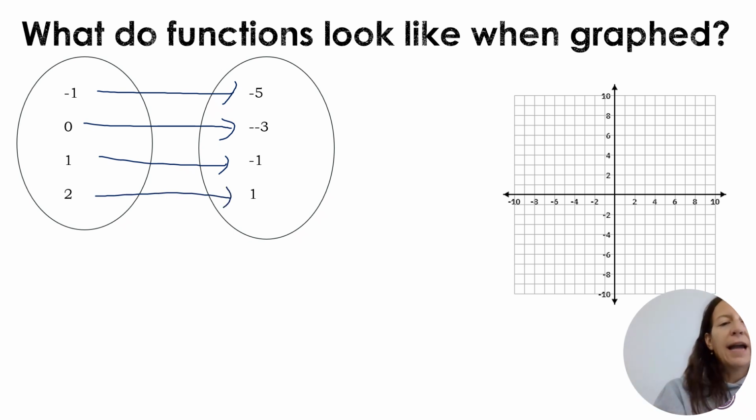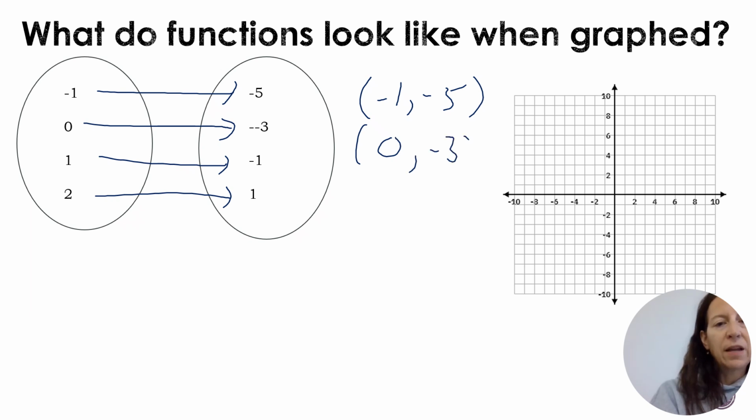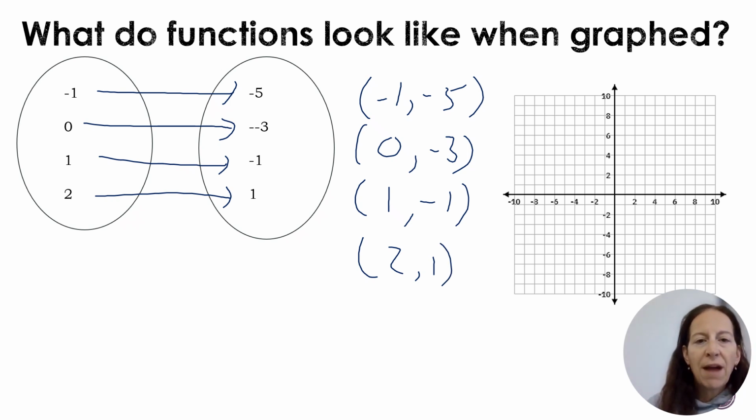Okay, now I will go ahead and write those as ordered pairs. So we have -1 mapping to -5, 0 mapping to -3, 1 mapping to -1, and 2 mapping to 1. So when I come over here to graph them, I have -1, -5, so that's going to be down here. We have 0, -3. All right, 1, -1, and 2, 1.